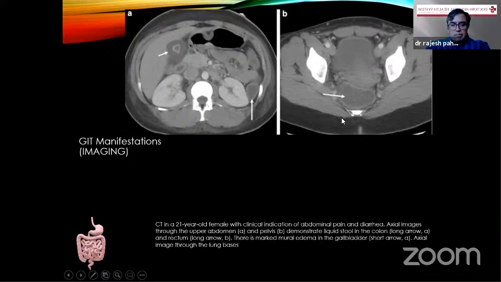So this is another patient who presented with abdominal pain and diarrhea, and there we can see the fluid distended rectum, the fluid distended descending colon, and there is this interesting finding of diffuse gallbladder wall edema, which is reactive cholecystitis, or you can say is a feature of gallbladder bile stasis. And this is normally seen when there are inflammatory changes in the liver.